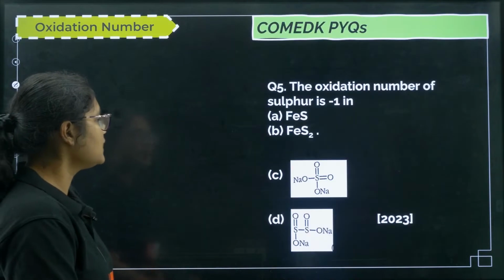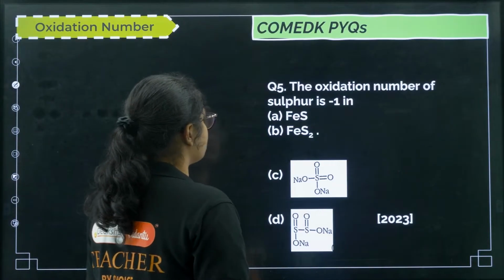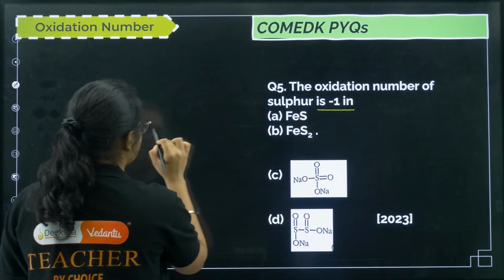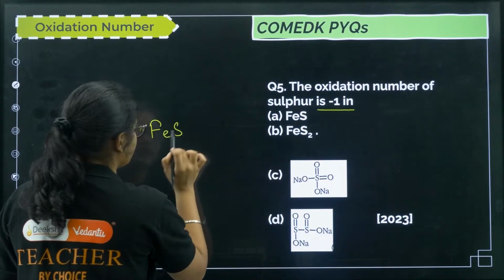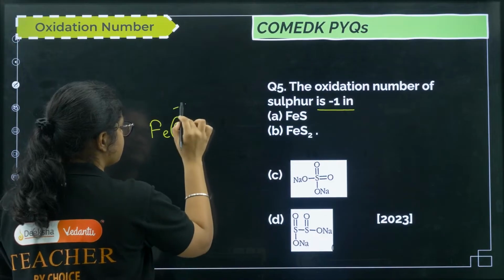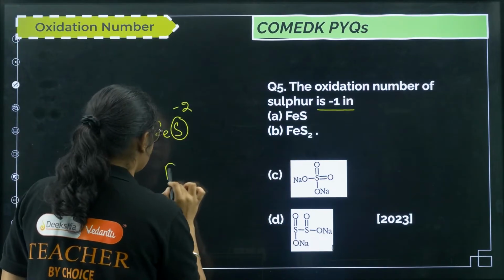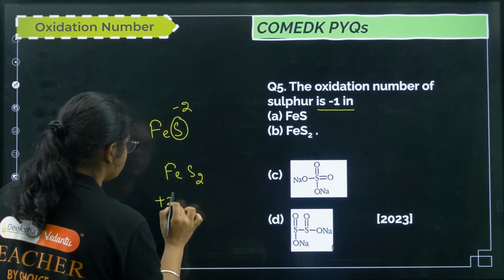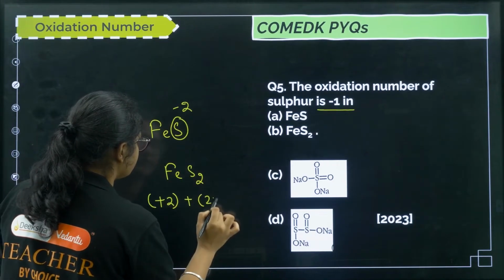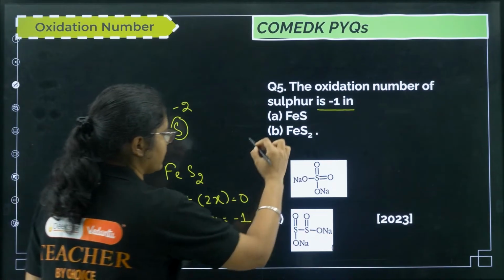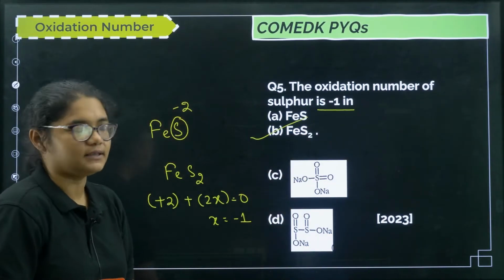Next, the oxidation number of sulfur in FeS2 is -1. If I see the structure FeS, you know iron is +2, that means sulfur in this is -2. And if I see FeS2, Fe is +2, and here I have 2x, that is equal to 0, so x will be equal to -1. So the correct answer is option B here.